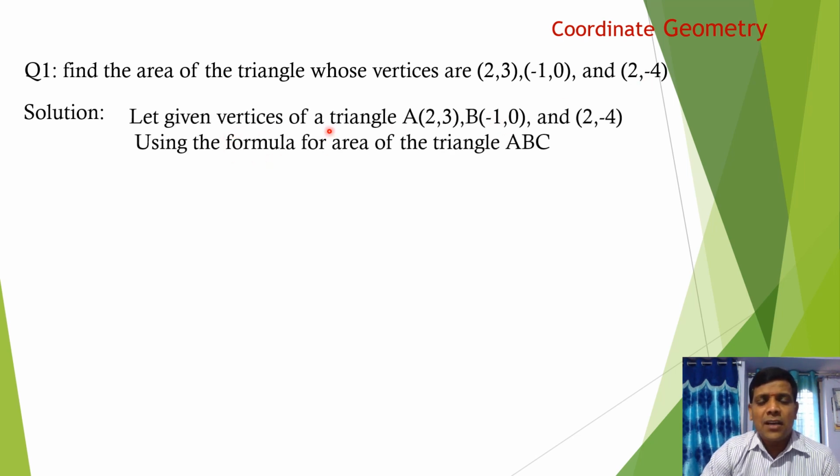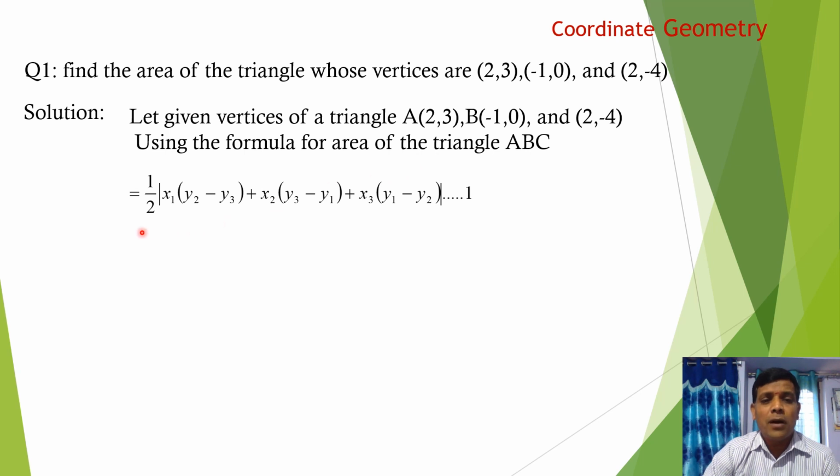Solution. Let the given vertices of a triangle be A(2, 3), B(-1, 0) and C(2, -4). So using the formula for area of triangle, we know that area of triangle is half mod x1 into (y2 minus y3) plus x2 into (y3 minus y1) plus x3 into (y1 minus y2). This is the first equation.